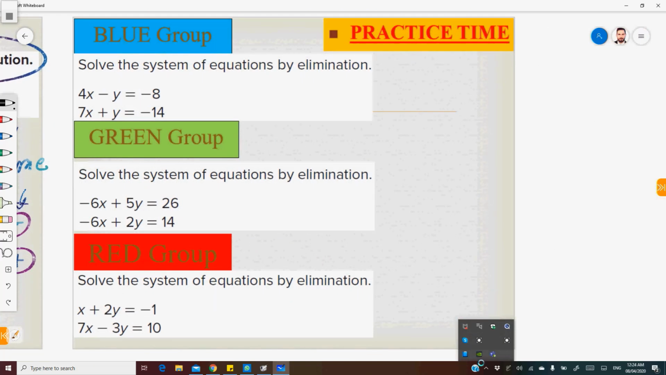The practice question today. Blue group, please do the first question. Green group, do the second question. Red group, do the last question.